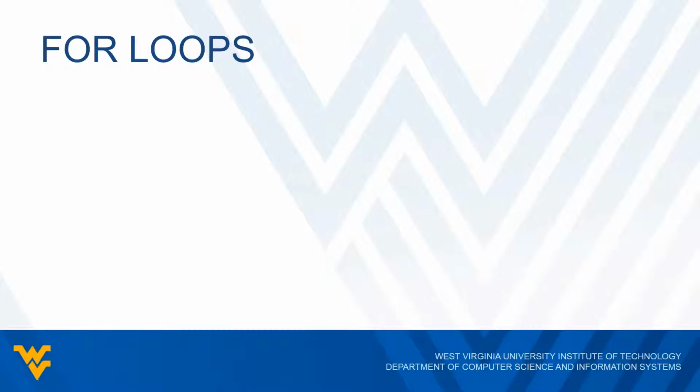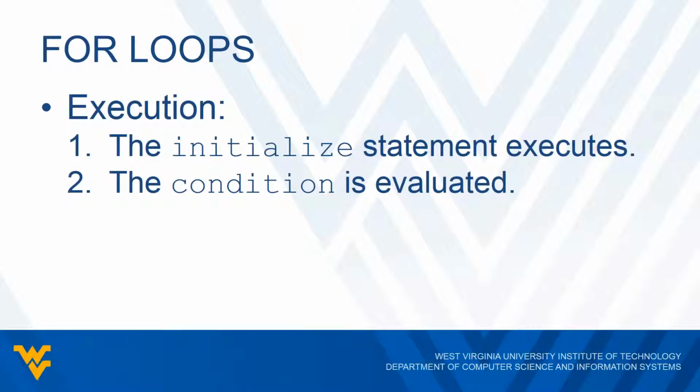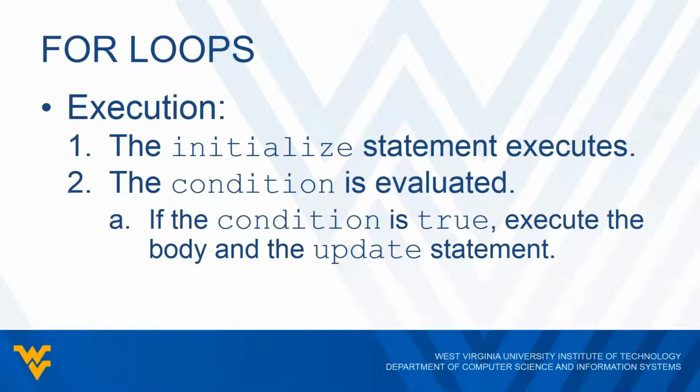So let's take a look at how a for loop would actually execute. And there are really just three main steps. So the first thing we're going to do is run our initialize statement. So it's going to either create some new variable or we're going to initialize our loop control variable to something. We then run our condition. So if our condition is true, then we're going to execute the body and then we'll execute the update statement. Now, if it's not true, we just simply get out of the loop.